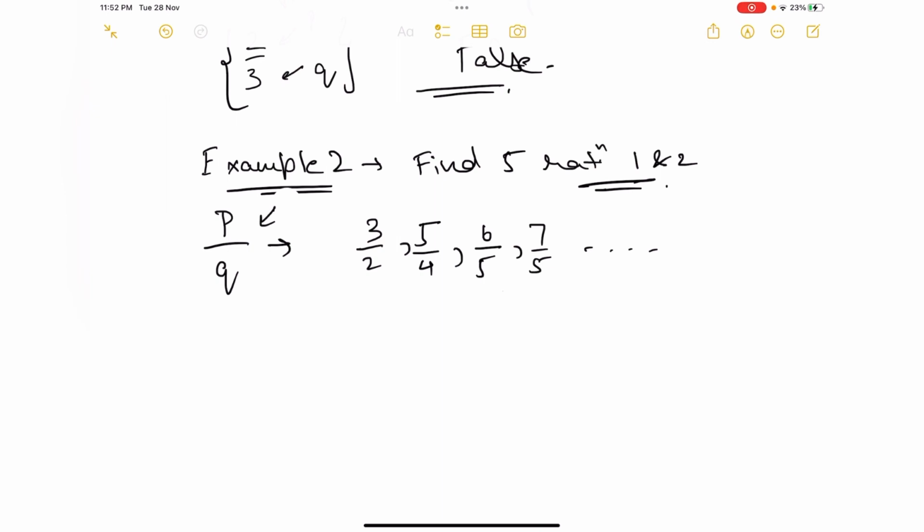There's a remark here. Just notice that between 1 and 2, we've been asked to give 5 rational numbers. But we can name infinitely many rational numbers like this, right? So that means there are infinitely many rational numbers between any given 2 rational numbers. Even if they ask us between 3 by 2 and 5 by 4, we'll be able to give infinitely many rational numbers, right? So that is one point that you can remember.